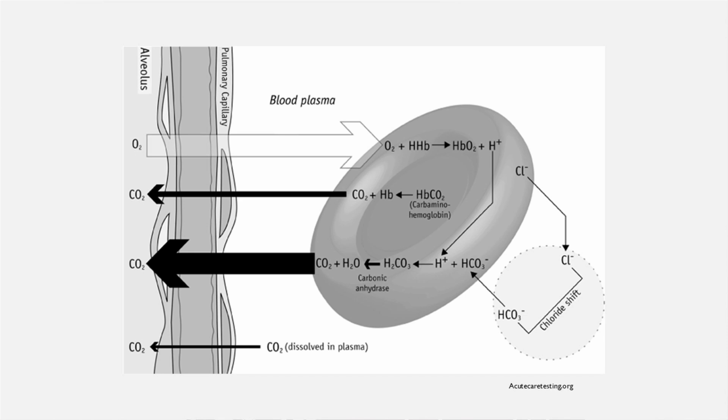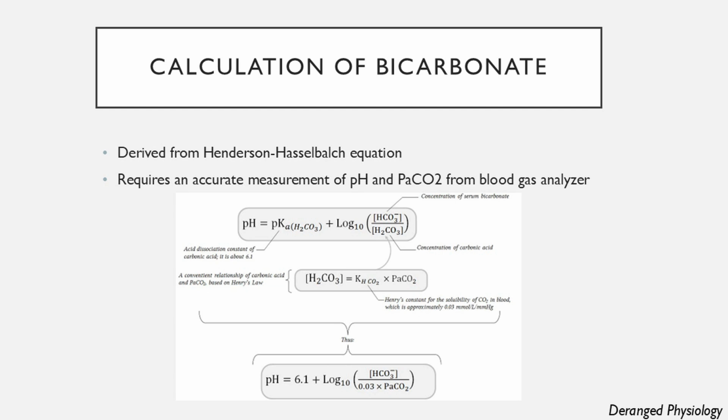So bicarb in the body has different forms, or CO2. There's CO2 dissolved in plasma, bicarb, and carbamates as well. As far as calculation of bicarb, that's where we use the Henderson-Hasselbalch equation. I'm not really going to go too much into this, but the ABG machines use a derivative of the Henderson-Hasselbalch equation to calculate the bicarb from the measured pH and PaCO2.